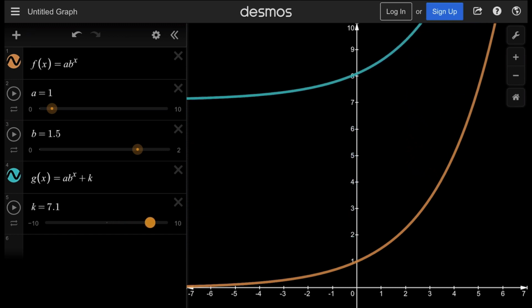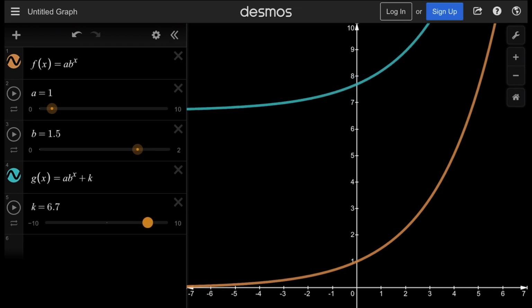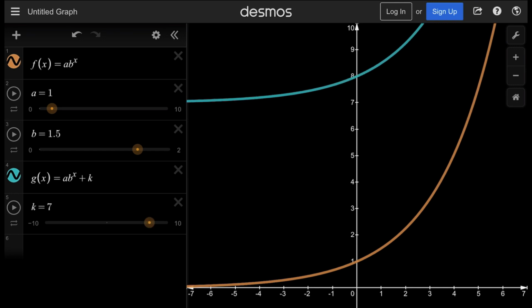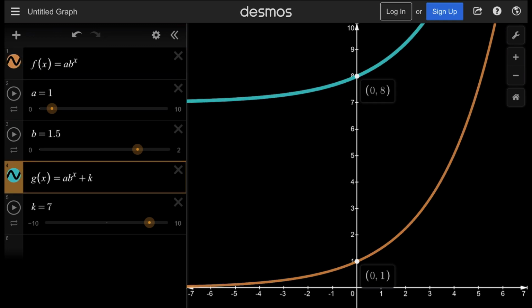If it's anything greater than that, it moves it that amount of units up. Okay, I'm going to set k to 7. Notice that the y-intercept of our original function is (0, 1). That's the coordinates for our y-intercept. But when we have a look at the intercept for the translated function, that is (0, 8). So we can see it moved exactly 7 units upwards. From 1 to 8 is 7 units. And that's what happens when you add some value k, if k is 7 units.